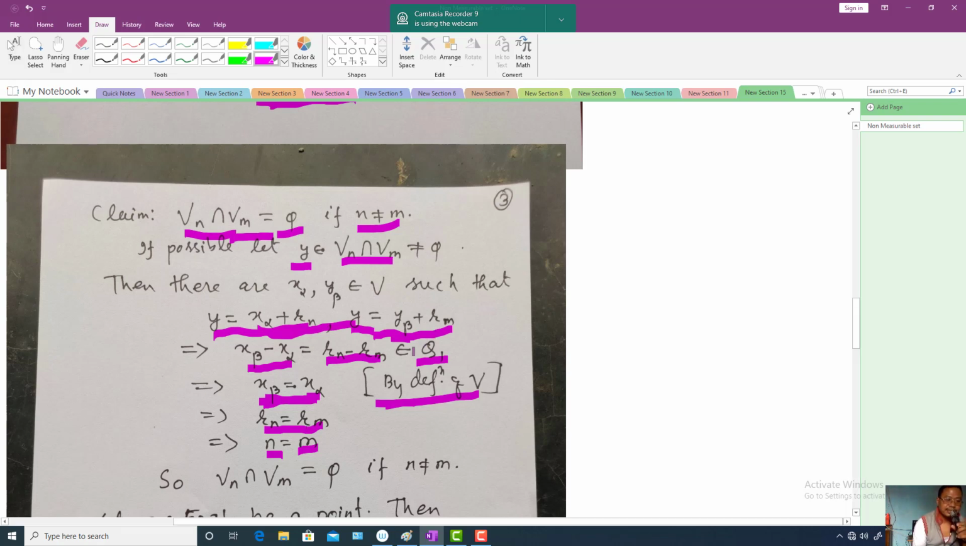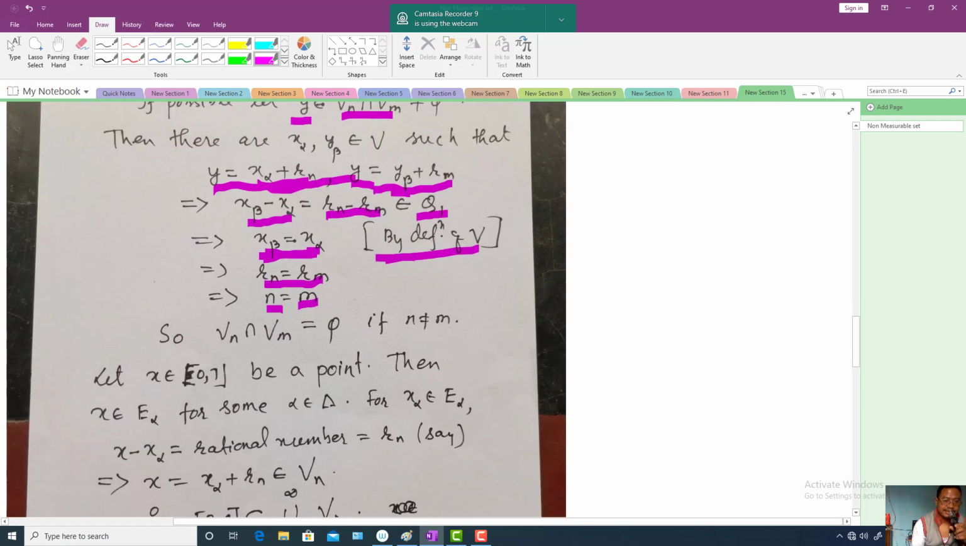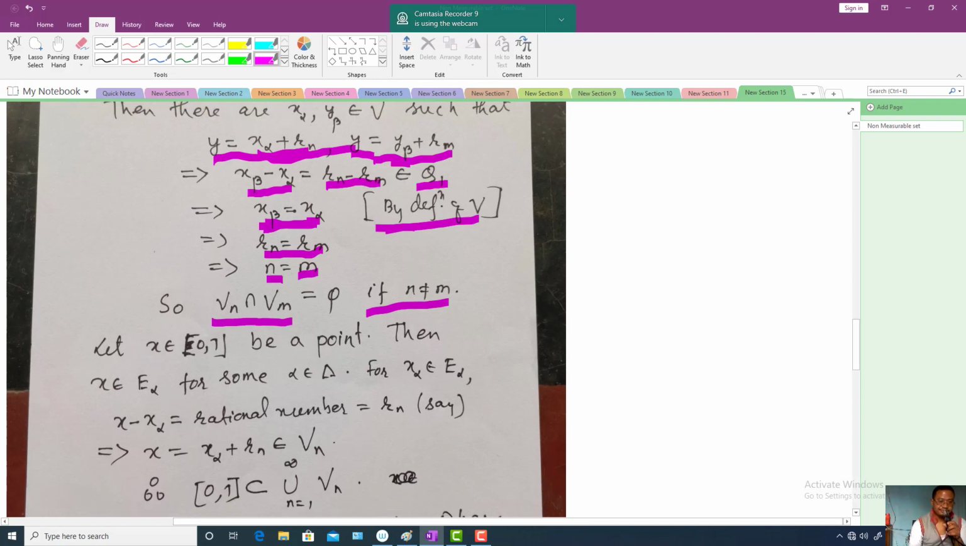That means the sequence of sets B1, B2, B3 are pairwise disjoint. So what is the conclusion? Bn intersection Bm is equal to phi if n is not equal to m. So this sequence of sets B1, B2, B3 up to infinity is a sequence of pairwise disjoint sets, and they are subsets of the closed interval 0, 1. All right, so far we have this result.